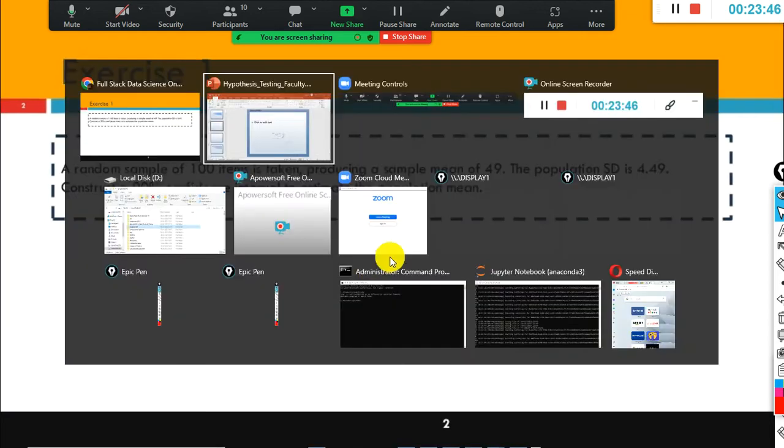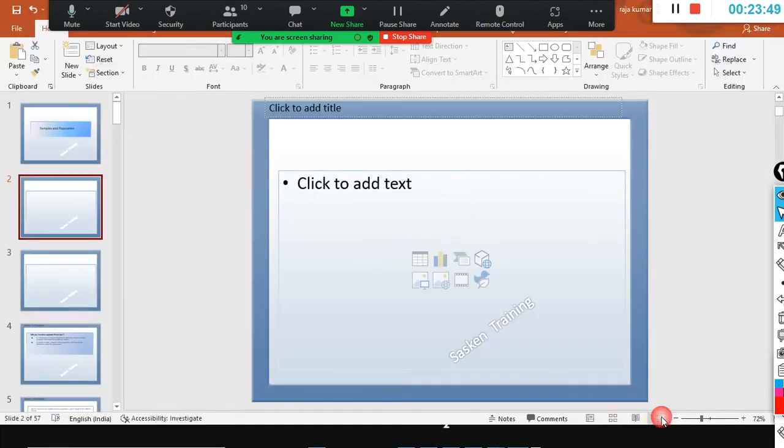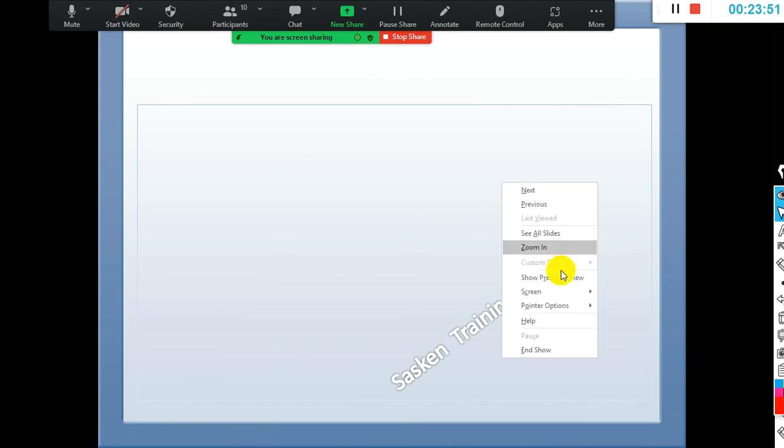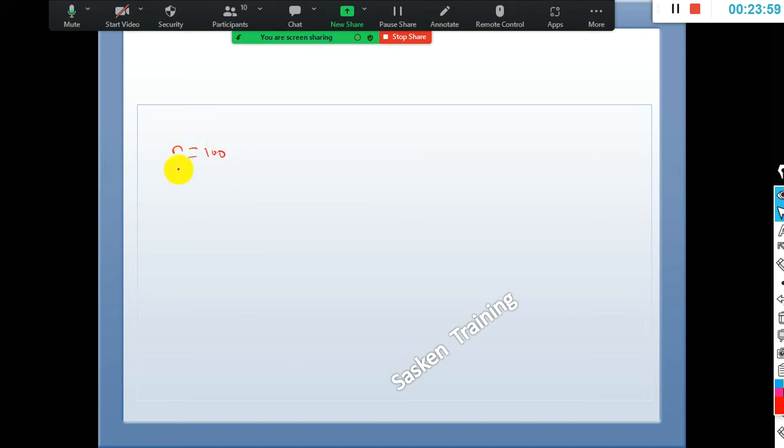Let me work this one out. In this case, we know the population standard deviation. So what is the sample size? n is equal to 100. And what is the mean value? x bar is equivalent to 49. And the population standard deviation, sigma, which was given, is 4.49. Now we need to find the 90% confidence interval, not the 95% confidence, 90%.